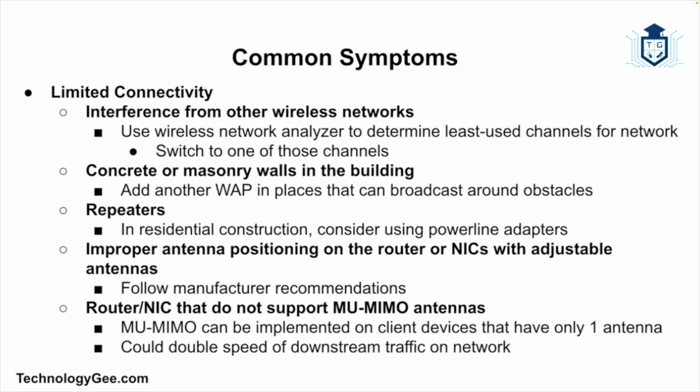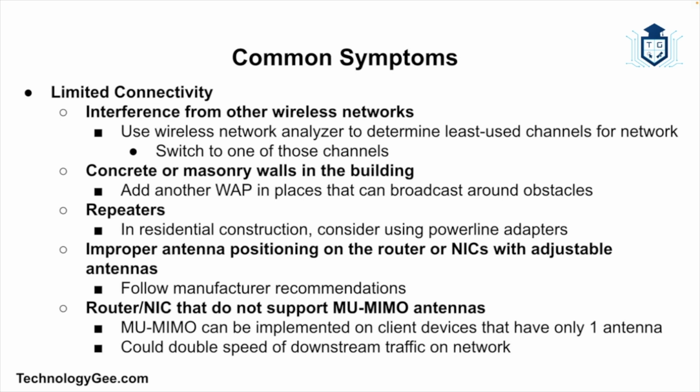Another problem could be improper antenna positioning on the router or NICs with adjustable antennas. If that's the case, you want to follow the manufacturer recommendations. And another issue could be a router or NIC that doesn't support multi-user, multiple input, multiple output antennas. So multiple user, multiple input, output. This enables a router to make MIMO connections to multiple users at the same time.